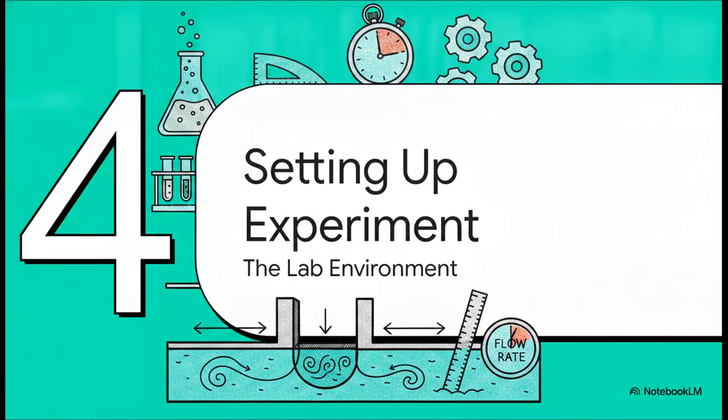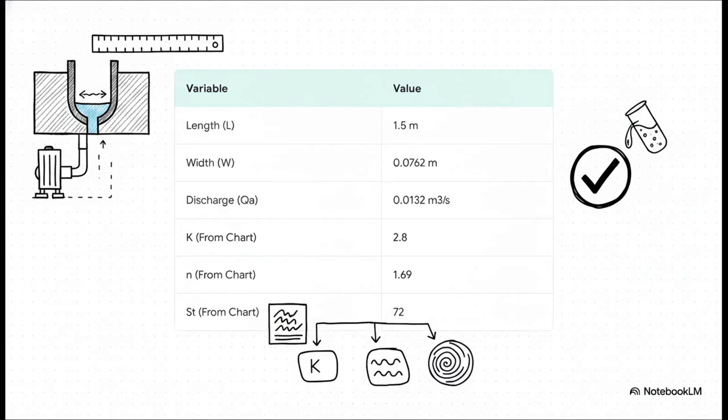All right, part 4, setting up the experiment, the lab environment. We've got the theory, we've got the flume. Now let's build out actual experiment number 6. So for our specific lab setup, we're using a flume length, L, of exactly 1.5 meters, and a very narrow throat width, W, of 0.0762 meters.